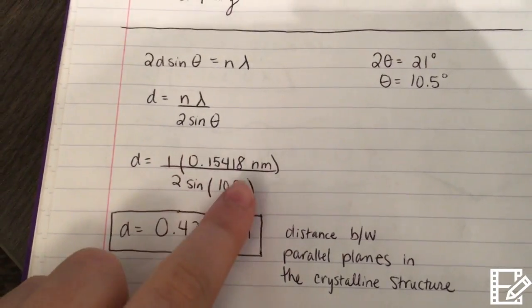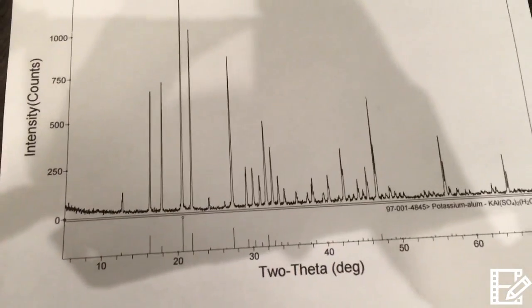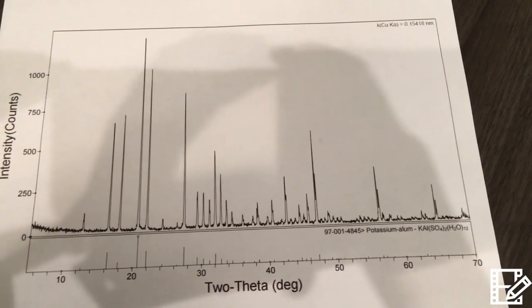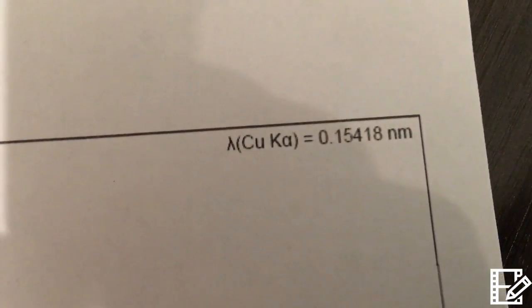0.15418 nanometers is the wavelength of the X-ray used. We got this by looking at the intensity versus 2 theta graph that we were told to look at. In the top right-hand corner, it gives us the wavelength of the X-rays.